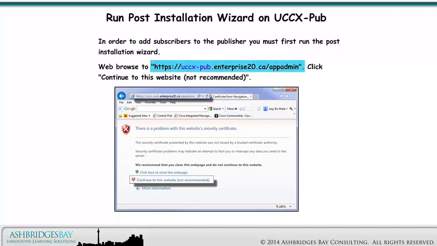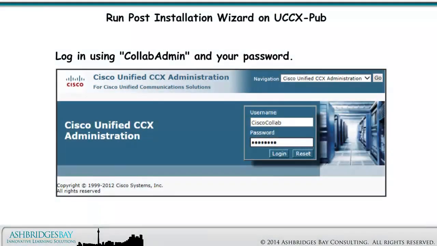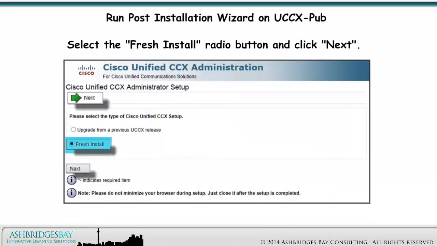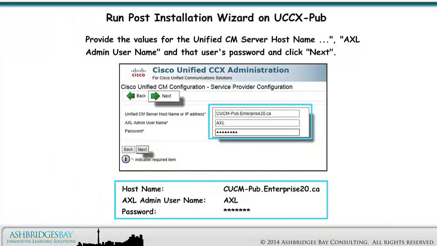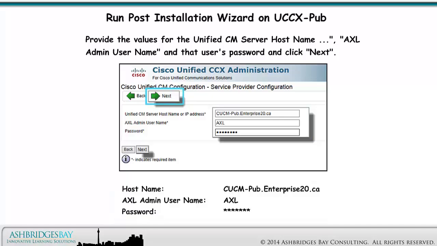Web browse to this address. Click Continue to this website. Log in using CollabAdmin, the application username you configured during installation, and your password, which you also configured during installation. Select the Fresh Install radio button and click Next. Provide the values for the Unified CM server hostname, AXL admin username, and that user's password, and click Next.